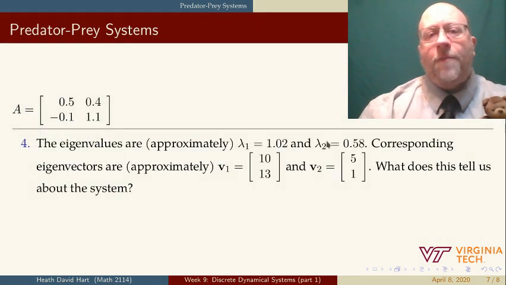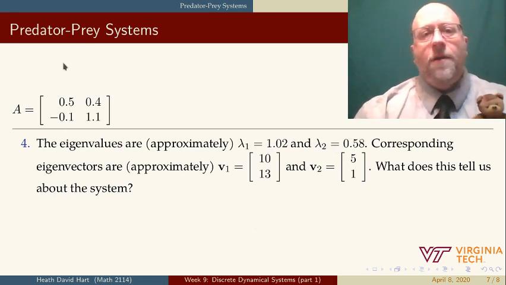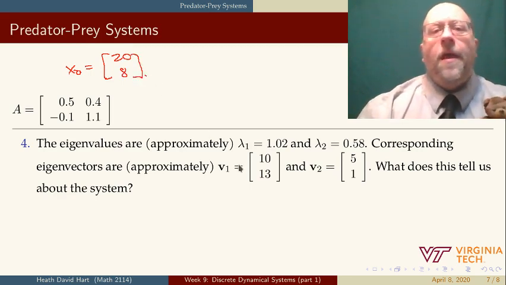These are the approximate eigenvalues, and these are the approximate eigenvectors for this matrix. So what would this tell us about the system? Remember, our initial condition was 20 owls and 8,000 rats. And we could write that as a combination of these two vectors.